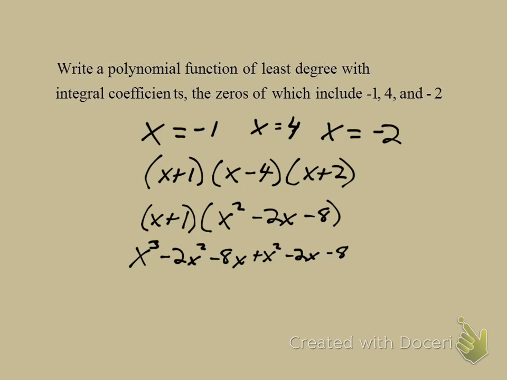We got to clean this guy up. Combine like terms. So x cubed. Negative 2x squared plus x squared gives you negative x squared. Negative 8x minus 2x, minus 8.